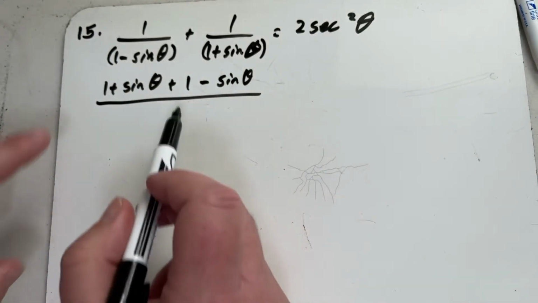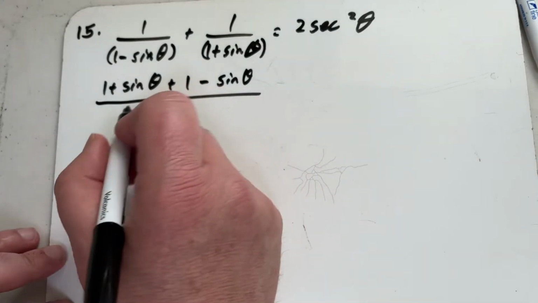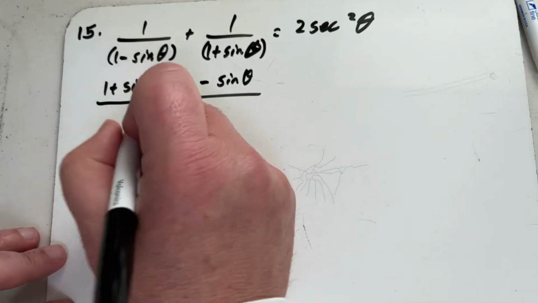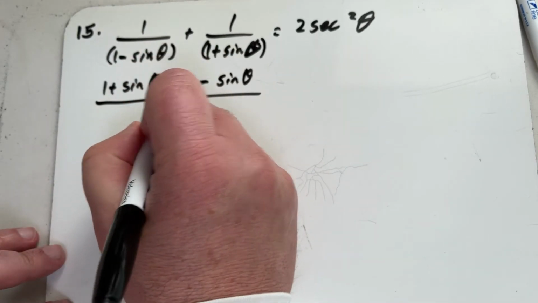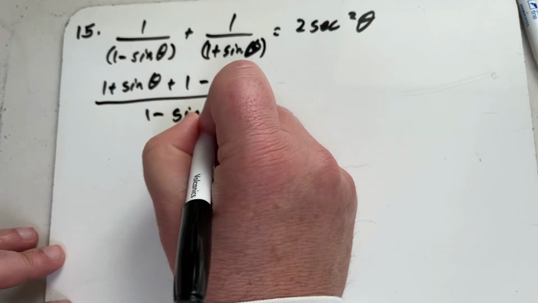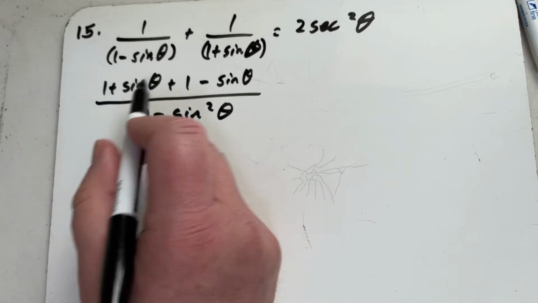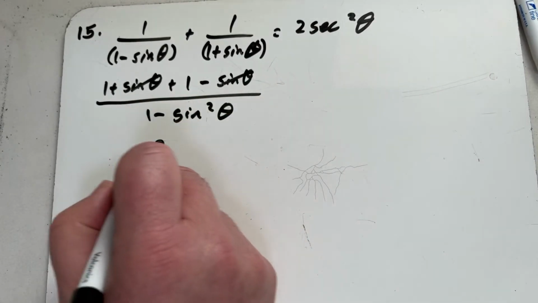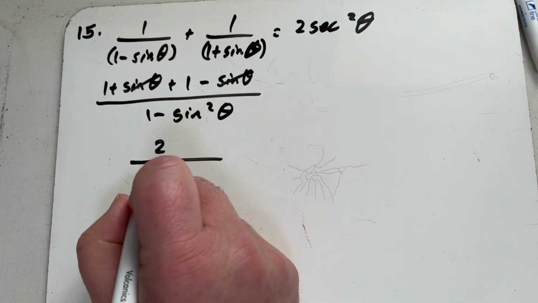Looking at my answer, I'm seeing I got 1 plus 1, 2. That might come into play. I don't know. We'll see. Sine minus sine, so that's gone. So I'm left with a 2. Put our denominator in here. FOIL this out. Difference of squares again. That's going to be 1 minus sine squared. So sines are gone. 1 plus 1 gives me 2. 1 minus sine squared I know is cosine squared.